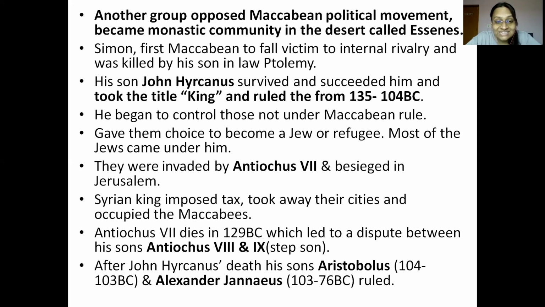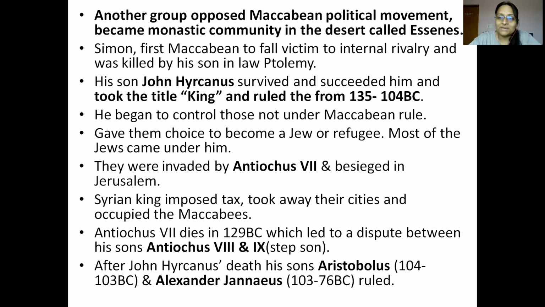They were invaded by Antiochus VII and besieged in Jerusalem. Antiochus VII is the Syrian king now. He imposed taxes and he took away their cities and captured the Maccabees. Antiochus VII died in 129 BC, which led to a dispute, a power struggle, between his sons Antiochus 8 and Antiochus 9.